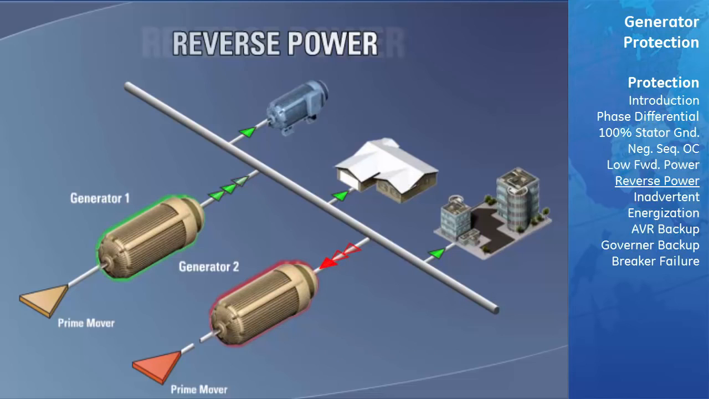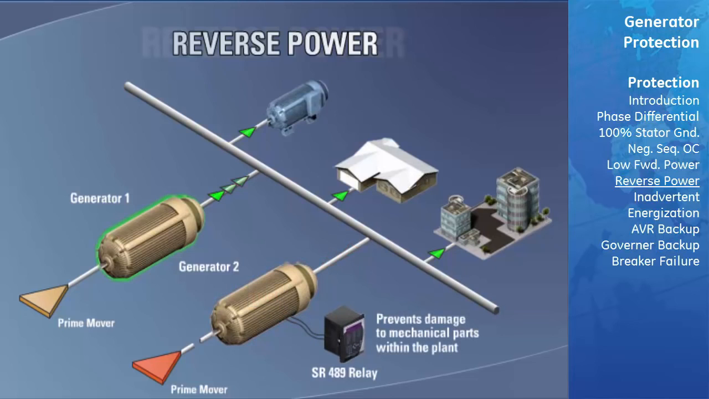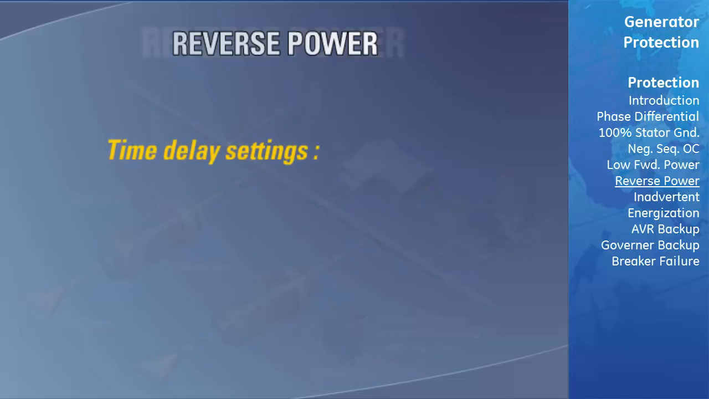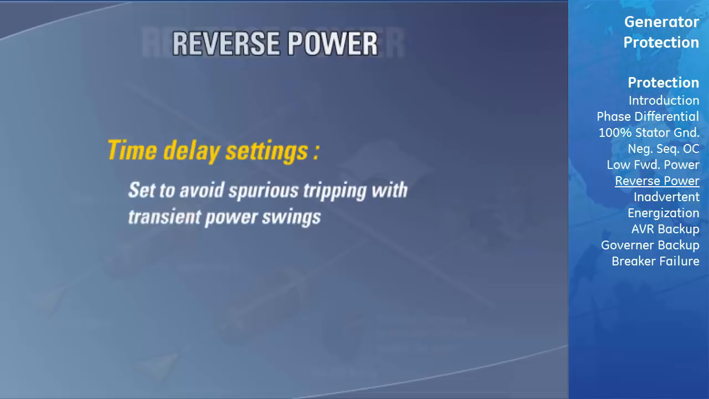This reversal of power flow due to the loss of the prime mover can be detected by reverse power protection. This element is used to prevent damage to mechanical parts of the plant in the event of failure of the prime mover or loss of mechanical power. The reverse power protection element is also used to trip the generator to prevent turbine blade heating and other adverse effects in turbo generators. The time delay settings for reverse power protection should be set to avoid spurious tripping with transient power swings that may arise following synchronization or in the event of power transmission system disturbances.